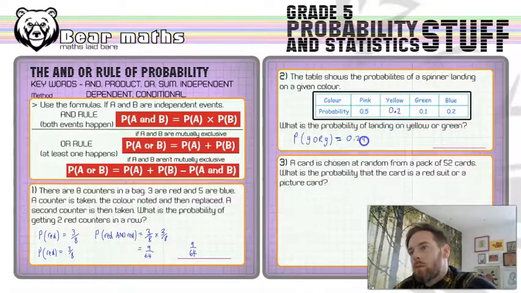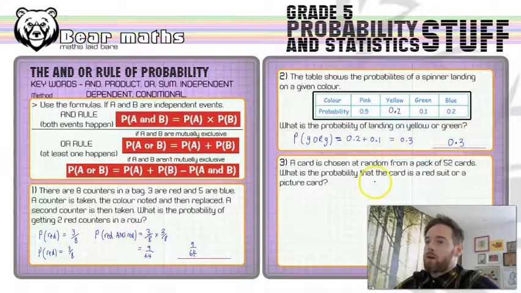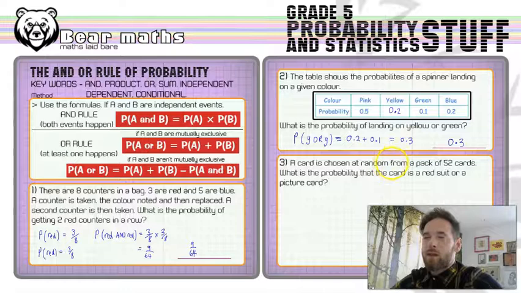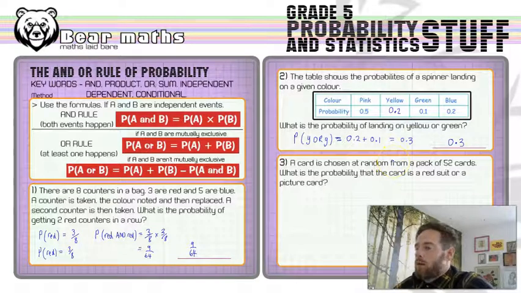0.2 plus 0.1, I mean, that's nice and simple, isn't it? 0.3. So probability of you landing on yellow or green, 0.3. Okay, you could write 3 out of 10. You could write 30%. It's up to you. 30 out of 100. Various different answers.